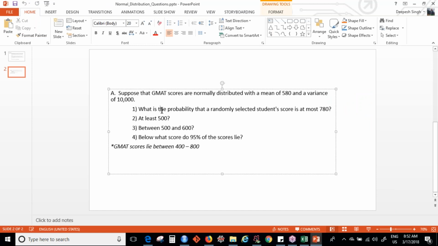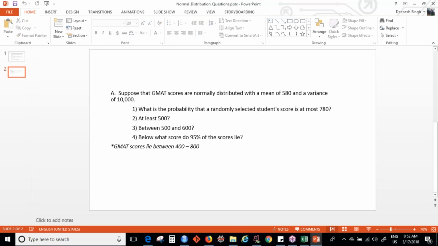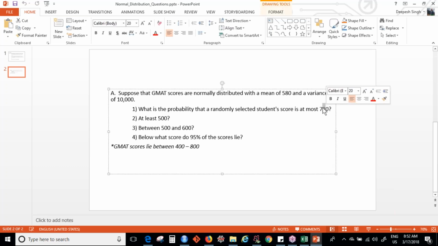So for example, what is the probability that a randomly selected student score is at most 780? Okay, at most 780 means we are looking at the left hand side area. So you can find the z-score of 780. So z-score will be 780 minus 580 divided by 100. So 200, so 2. The z-score is 2 in this case. Okay, so for the first question, the z-score is 2.